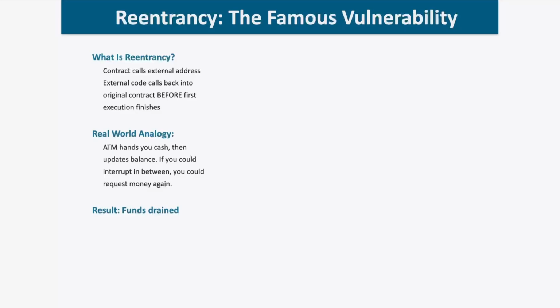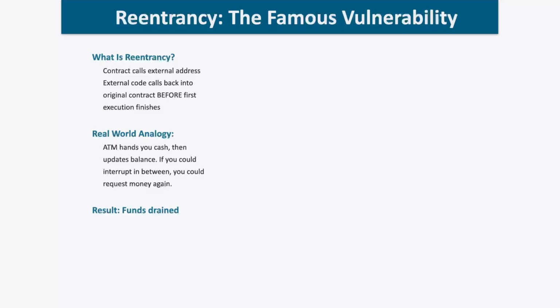But what if, and this is the key, what if you could somehow interrupt the process after step 1 and before step 2? After you have the cash, but before your balance is updated. You could request the money again. The ATM checks your balance, it's still $1,000, and hands you another $100. You could keep interrupting, draining the machine completely. That is reentrancy. Exactly that pattern.